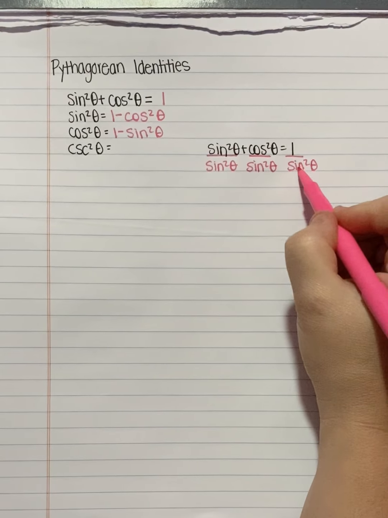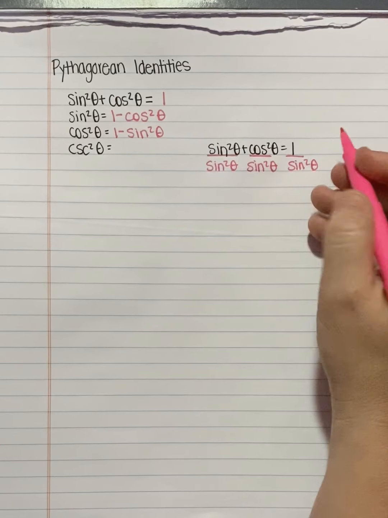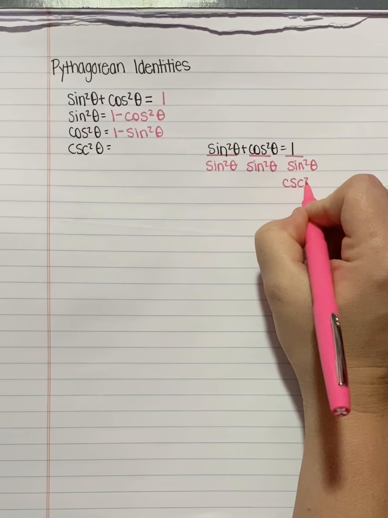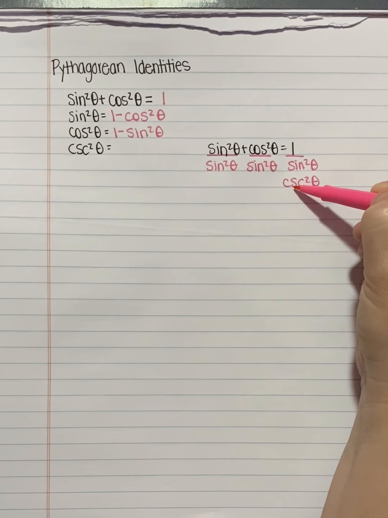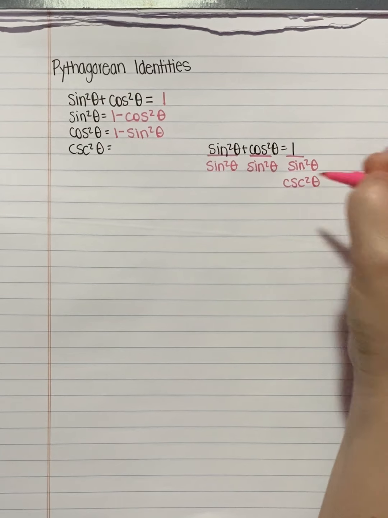So right here we've got 1 over sine squared, and there's that 1 over sine squared. That's the same thing as cosecant squared. All right, so looking at this, 1 over sine is cosecant, and the squared just follows it in the answer.